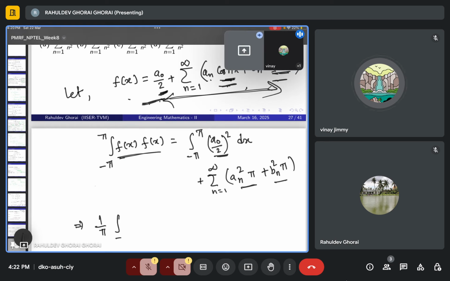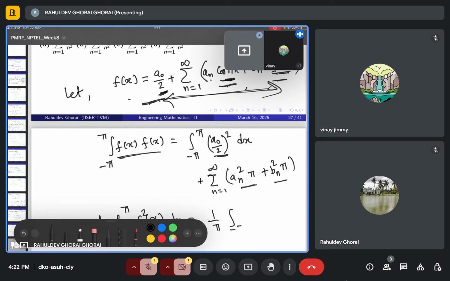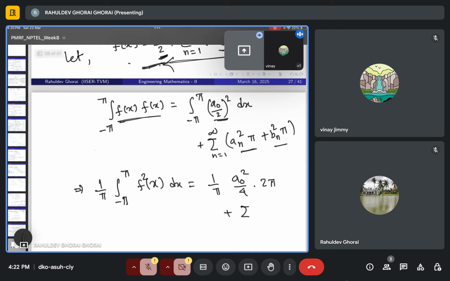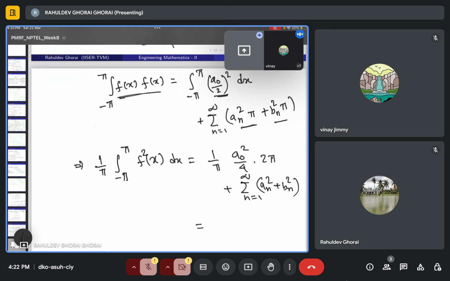So then, 1 over pi, the question is given: 1 over pi, integral from minus pi to pi of f squared of x dx, right? So that will be equal to 1 over pi, integral from minus pi to pi. The first term will be a naught square over 4 times 2 pi. 1 by pi you are multiplying, so that's why it will be the sum from n equal to 1 to infinity of a n square plus b n square. So what does this give? This gives a naught square over 2 plus the sum from n equal to 1 to infinity of a n square plus b n square.